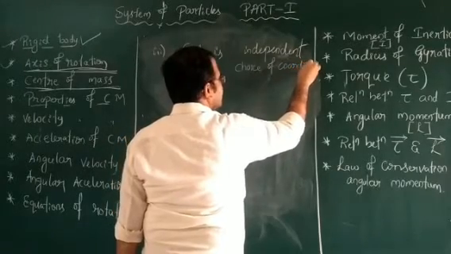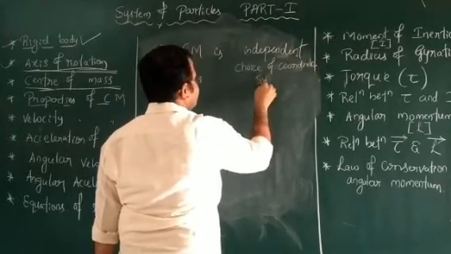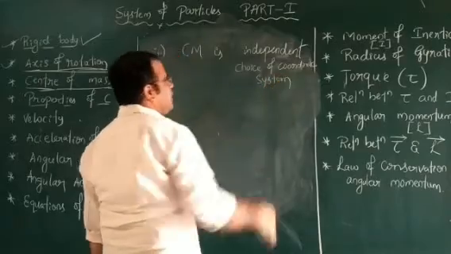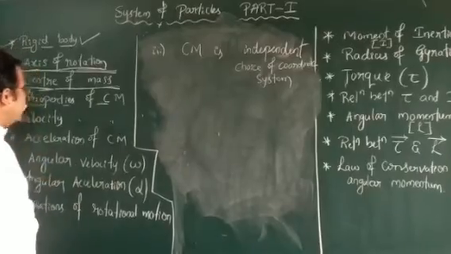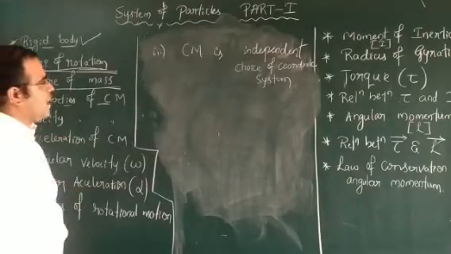So the coordinate system, you can fix anywhere. So we can fix it anywhere; it is independent of the choice of a coordinate system. So it's the third property regarding the center of mass.